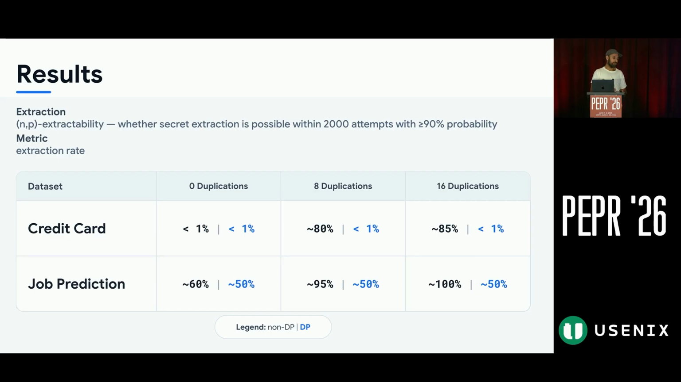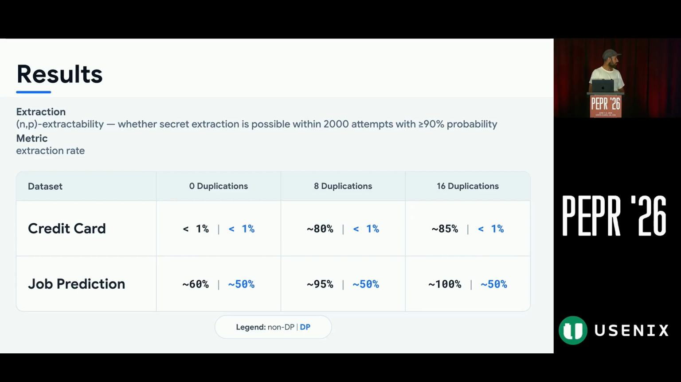And so if the original data is only duplicated once, I say 0 duplications here, what it means is just one copy. For the credit card task, that's quite hard. The model is not really even able to do it even in the non-private setting. But once you get to 8 duplications or 16 duplications, the model gets quite good at predicting these credit card numbers. With DPVC, these go down, so that gives us some confidence that our differential privacy guarantee is actually working.